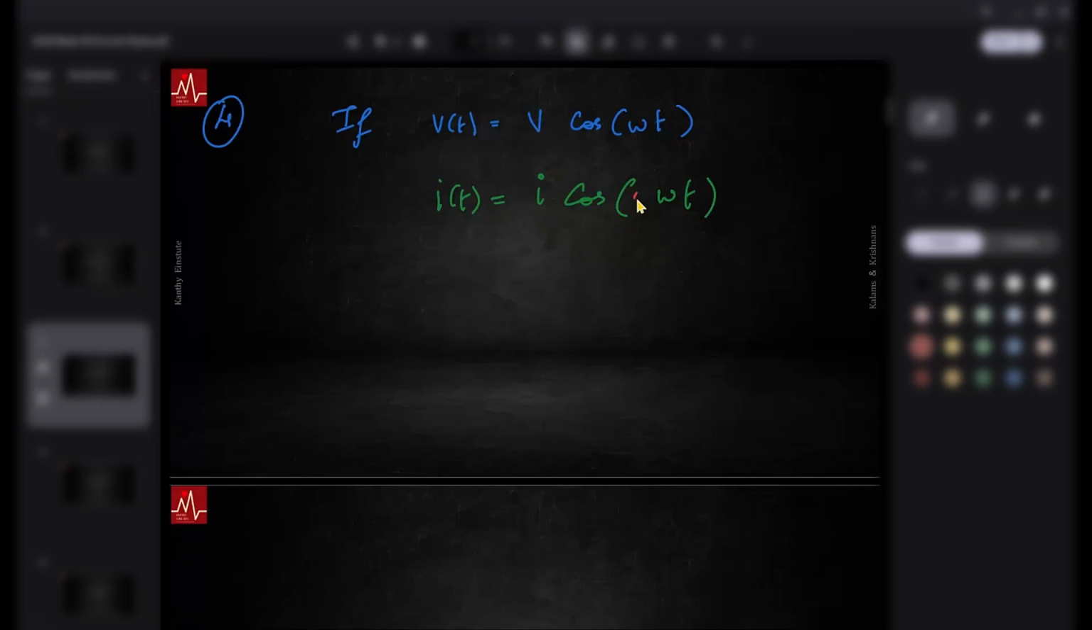Let's also put a cos n omega t. Power of t. This is a function of time. V of t, I of t. Now this is a definition of power. Instantaneous value of voltage into instantaneous value of current. That's a function of t, okay.